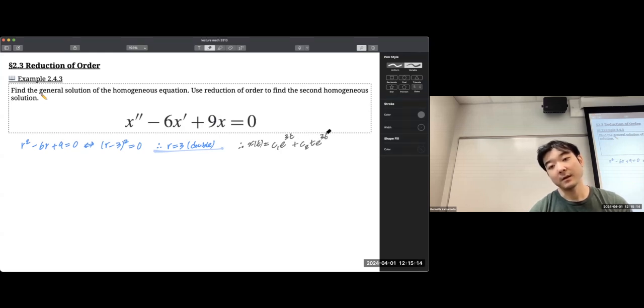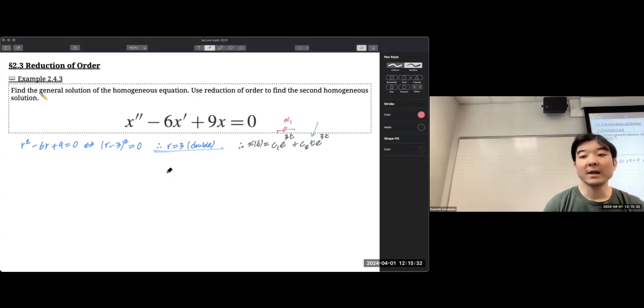We know this from before, but the question is, why did we multiply by t here? We are comfortable with certainly one of the homogeneous solutions, so I'll label this as x1. One of our homogeneous solutions is e to the 3t, but why is the second one t e to the 3t?